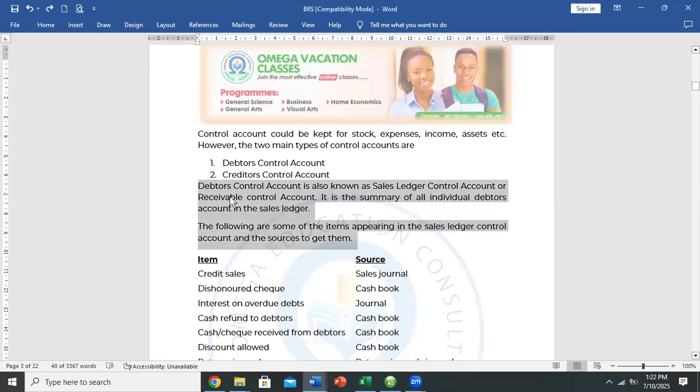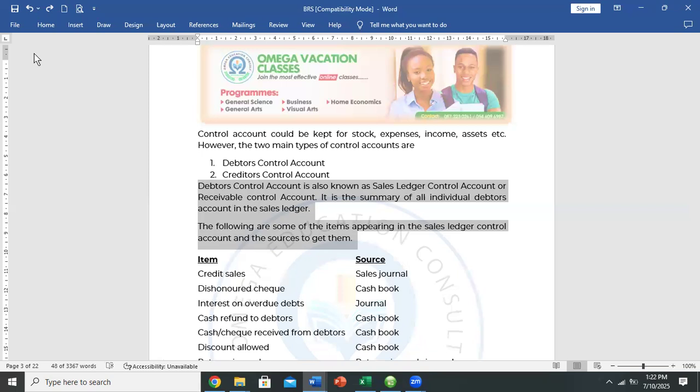Okay, so debtors control accounts is also known as sales ledger control accounts or receivable control accounts. It is the summary of all individual debtors accounts in the sales ledger. The following are some of the items appearing in the sales ledger control accounts and the sources to get them. Thank you very much.